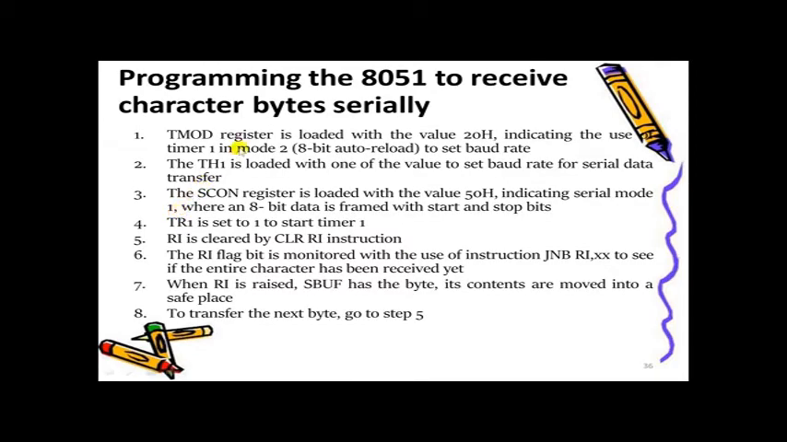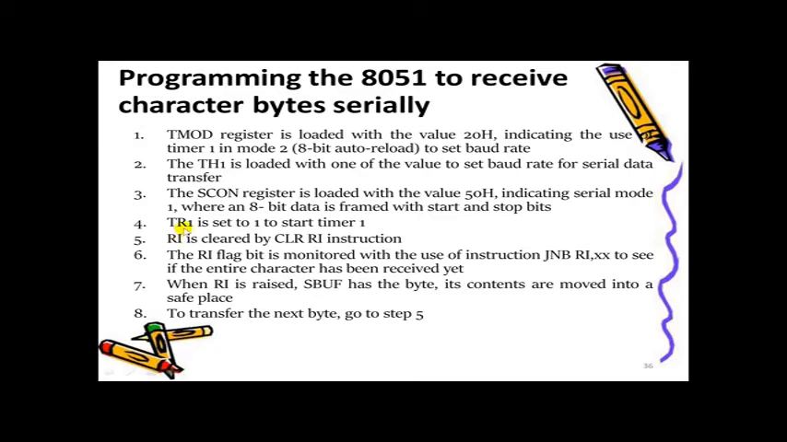Next, how to program the 8051 to receive character bytes serially. These are the steps we need to follow. First, the TMOD register is loaded with a value of 20H, indicating the use of timer 1 in mode 2, 8-bit auto reload, to set the baud rate. The TH1 is loaded with the value to set the baud rate for serial data transfer. The SCON register is loaded with the value 50H, indicating serial mode 1, where 8-bit data is framed with start and stop bits.